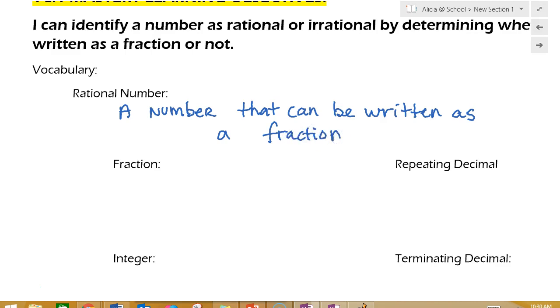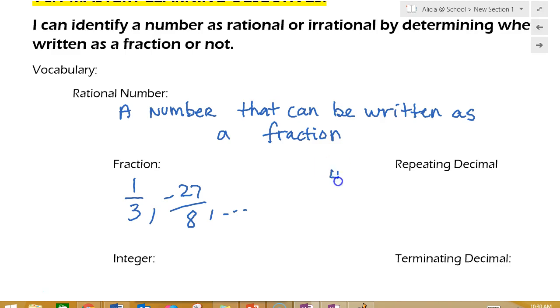Alright, and some examples of rational numbers are, well, fractions themselves. Any type of fraction, like 1/3, -27/8, and so forth. Anything that is a fraction is considered a rational number. Other rational numbers are repeating decimals. So repeating, what does repeat mean? Kind of the same thing over and over and over again.